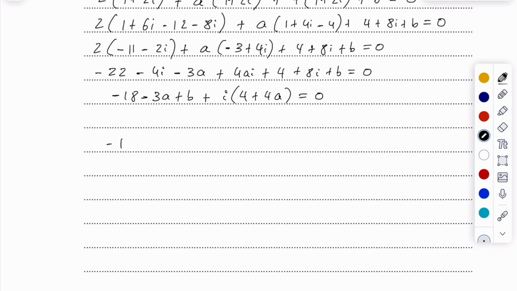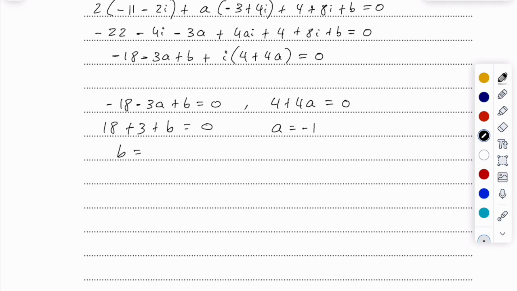So negative 18 minus 3a plus b equals 0. 4 plus 4a equals 0. A equals minus 1. And using this knowledge of a equals minus 1, negative 18 plus 3 plus b equals 0. So b is going to equal 15. Okay? And that's going to be your final answers here.